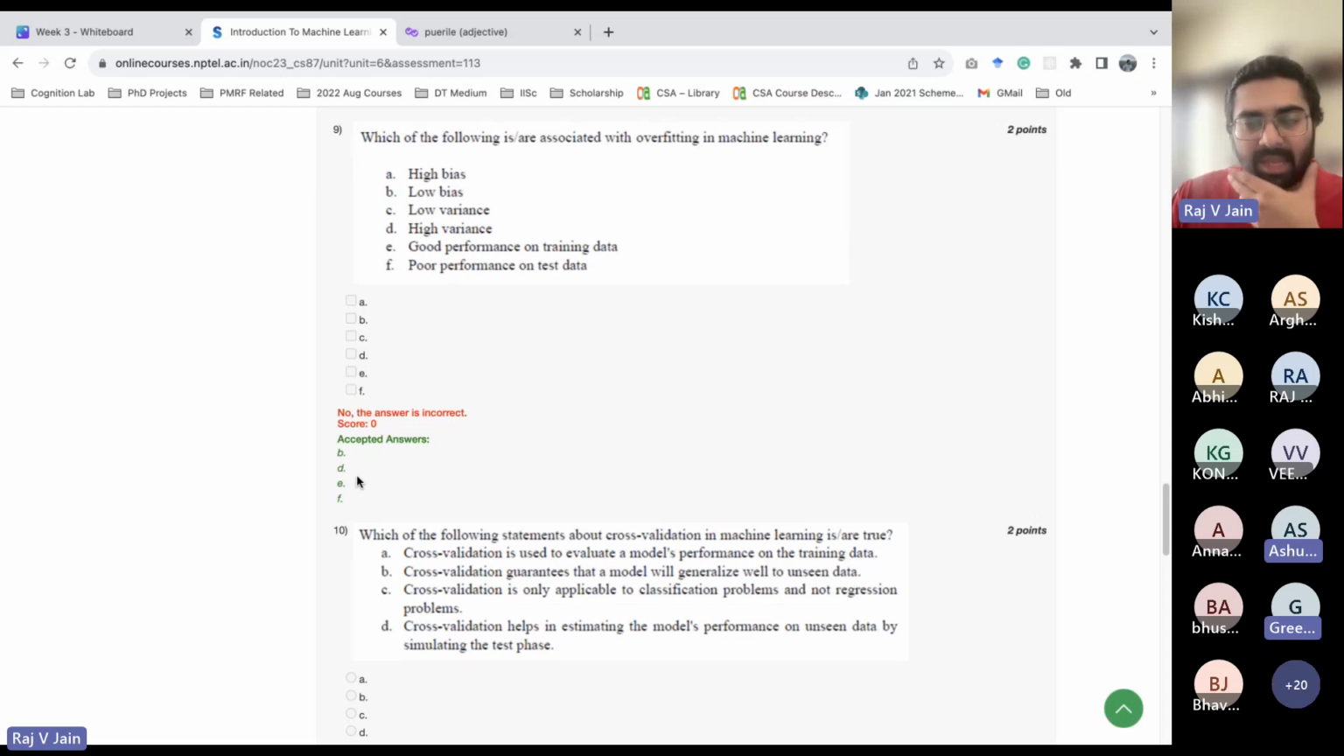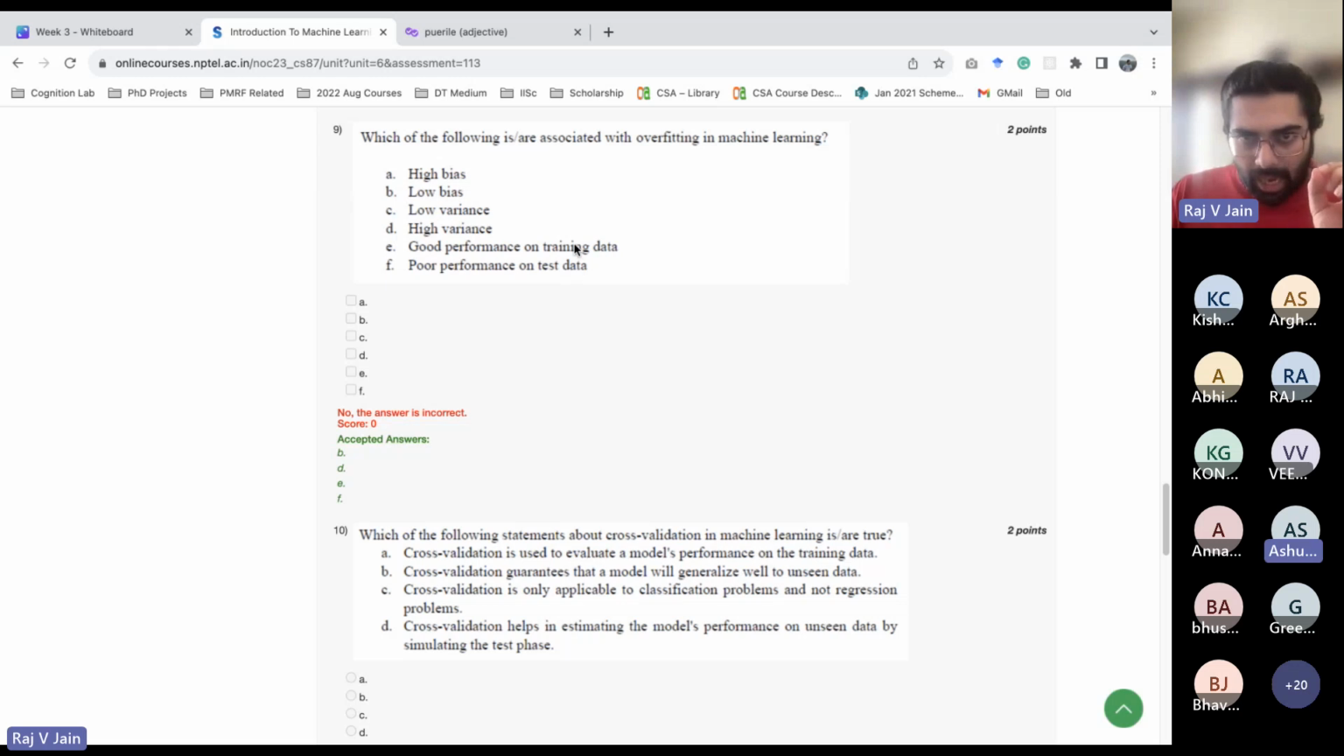See, B, D, and I think F. I put it, it was a partial scoring. E is also to be considered. What has been said: good performance on training data, overfitting. B, D, E, F is the right thing. I put B, D. I missed out E, so it is 1.5 instead of 2.